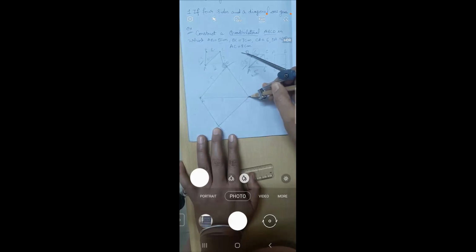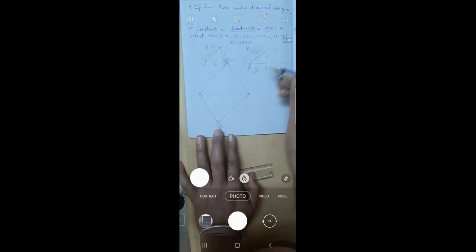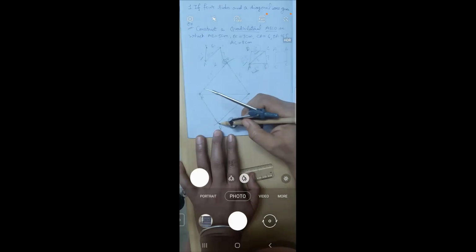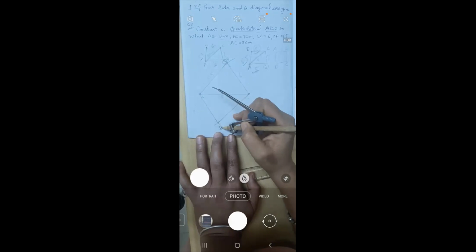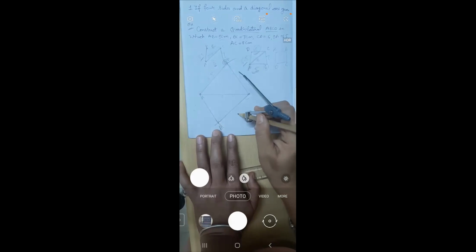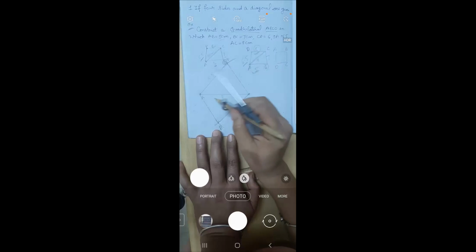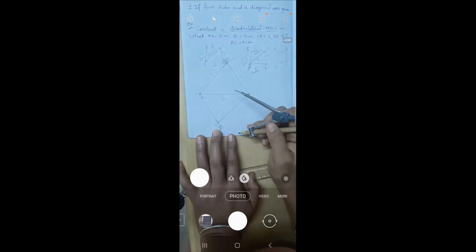Now for the lower part, for getting B, draw an arc of 5 centimeter from A and 7 centimeter from C. The intersection point will be B. Now you can join B to C and B to A. In this way you can construct this quadrilateral if 4 sides and one diagonal are given. Is this clear?